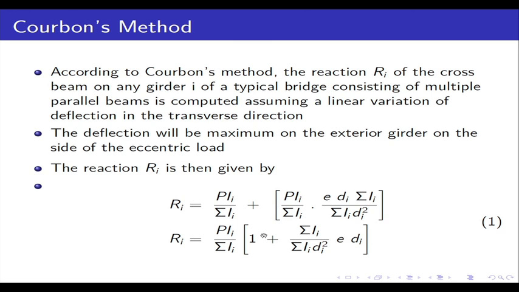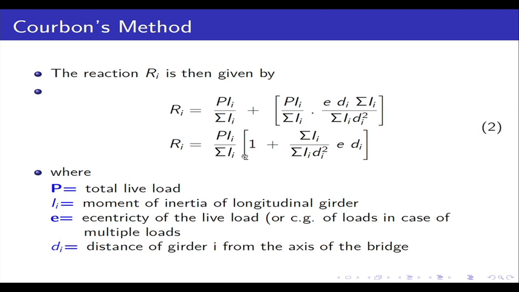Now, if Ii is equal, the problem becomes very simple. In most cases we consider the second moment of area to be the same for all girders. In that case it becomes P by N, if there are N girders. On the basis of that we can find the load, and this particular problem we can solve. Here, P is the total live load, Ii the moment of inertia of girder i, E the eccentricity of the live load, and di the distance of girder i from the axis of the bridge.